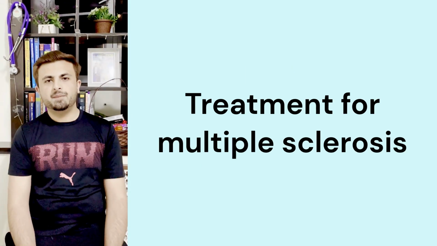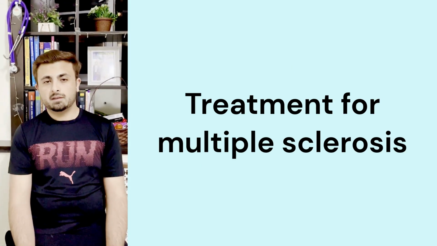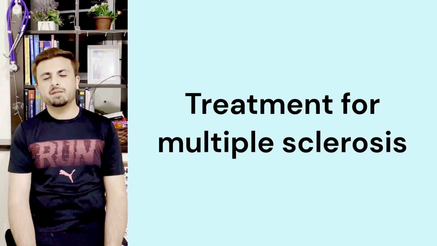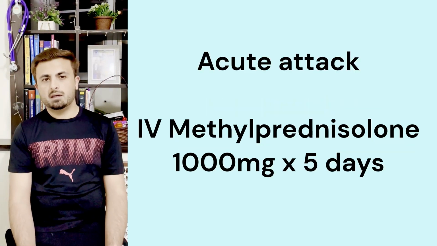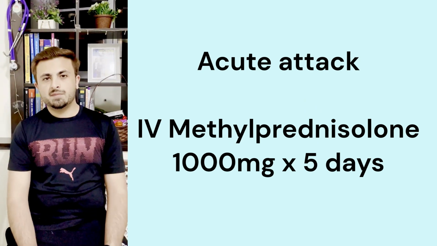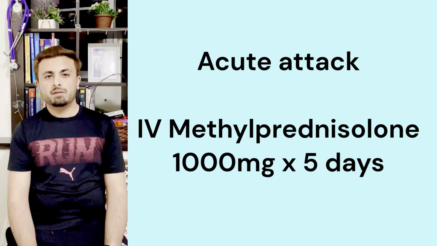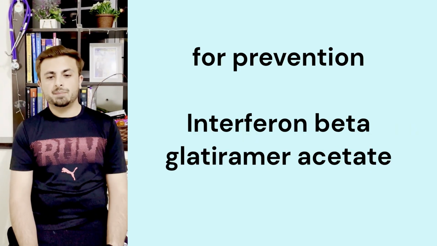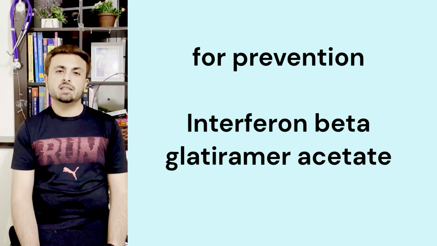The treatment of multiple sclerosis varies from person to person. However, for acute attacks, we can use IV methylprednisolone 1,000 mg for 5 days. For the prevention of multiple sclerosis, we can use interferon beta and glatiramer acetate.